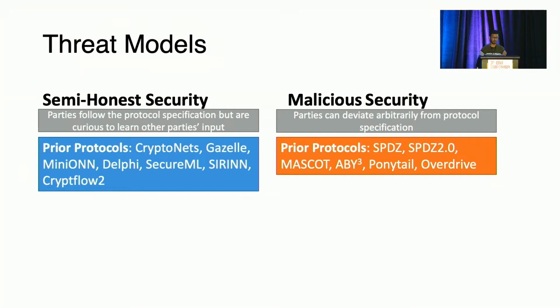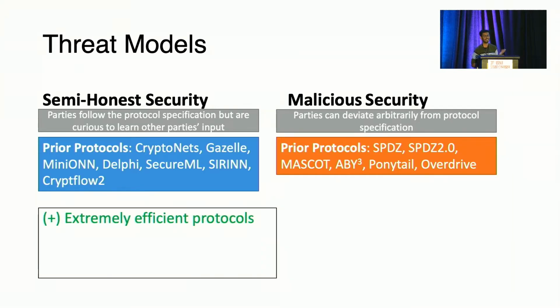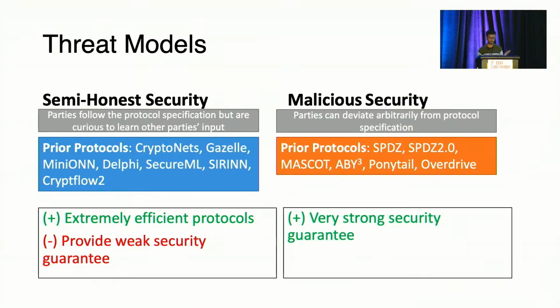The good thing about semi-honest secure inference protocols is that they are extremely efficient. However, as we know, the security provided by them is very weak. In the other case, it's the reverse for malicious secure inference protocols. They do provide a strong security guarantee, but at the cost of efficiency.